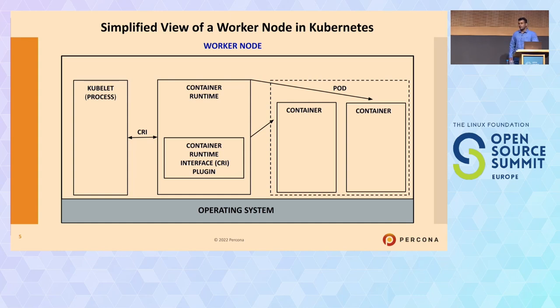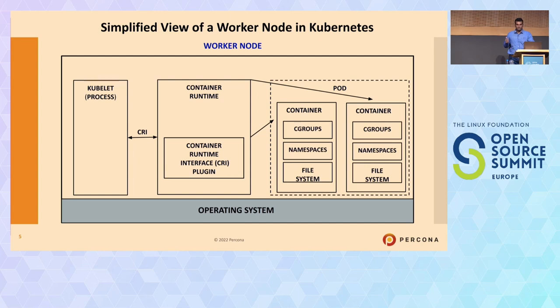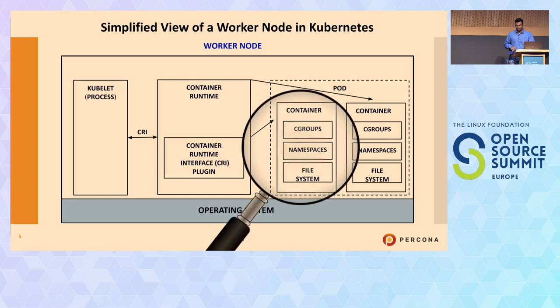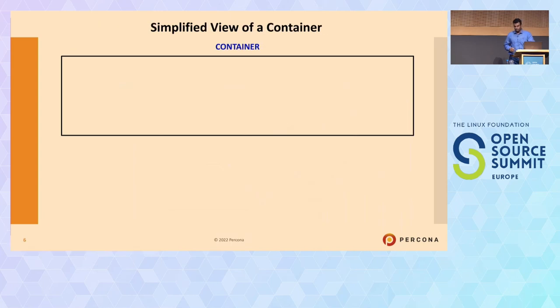And how the container gets its unique qualities is with its own cgroups, namespaces, and file systems. We will talk about what each is, but this is a high-level overview of what a container is. So let's zoom into the container.